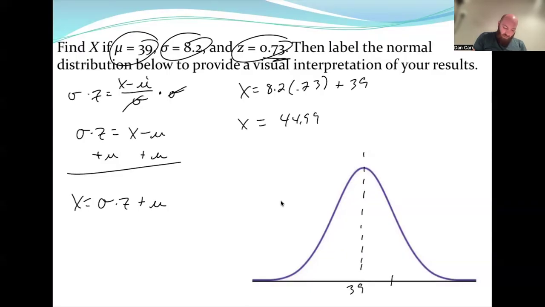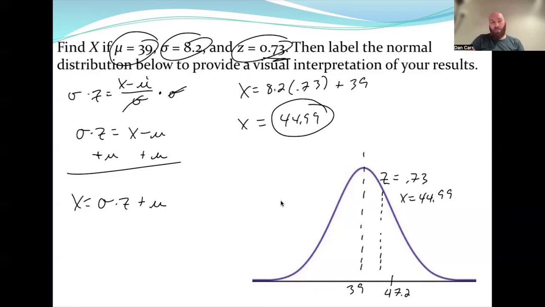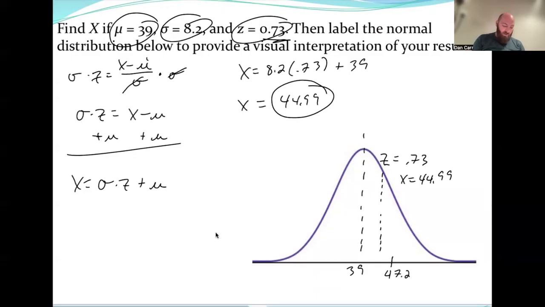Okay, so again, here's my mean in the middle, that's 39. One standard deviation would put me here, and that would normally be 8.2 more, so that would be 47.2. But we're trying to represent the 44.99 because that is less than a full standard deviation. So it's about right there. Z is equal to 0.73, which is related to an x value of 44.99.